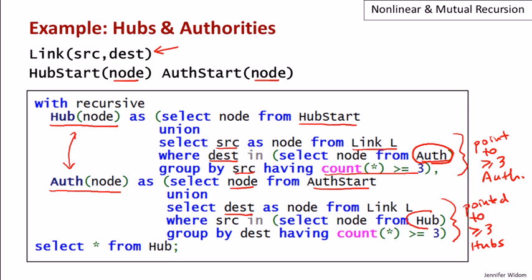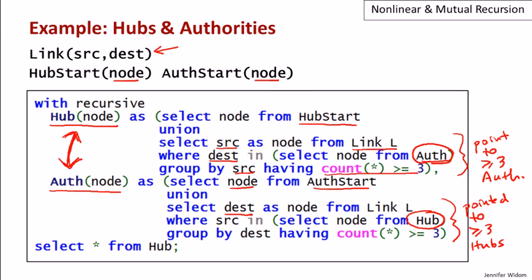And here, of course, we're using hub, which is also a recursively defined relation. So you can think of these two as working in tandem. You can think of the system as sort of iteratively adding to the hubs and the authorities until there's nothing more to add to either one.